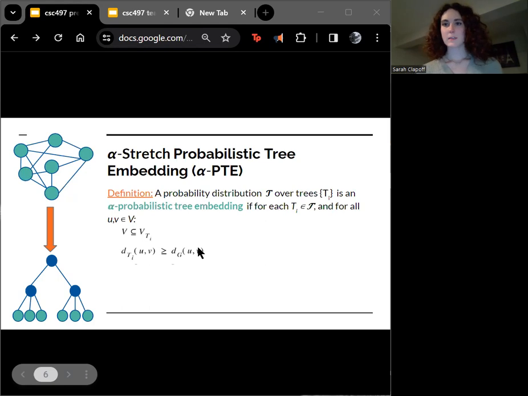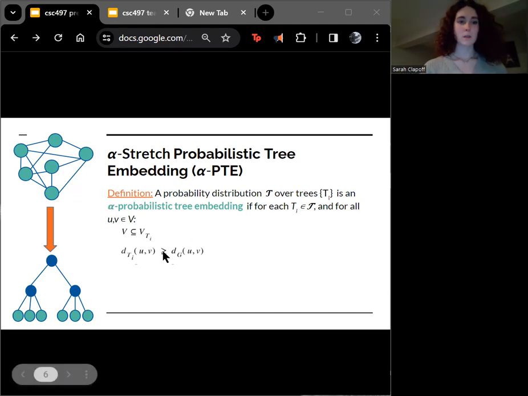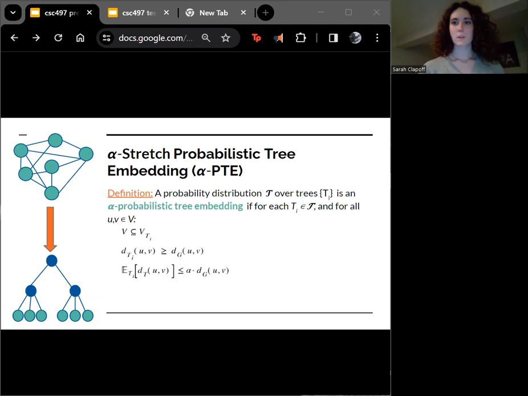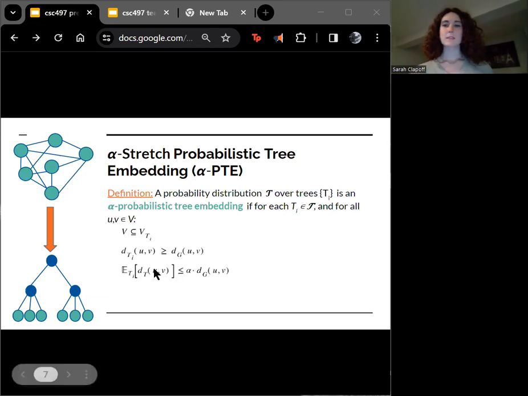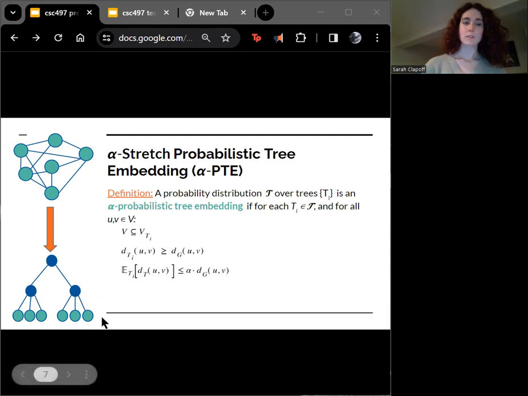The second is that the distance between any two nodes on T is larger than it is on G. And then the third is that the expected distance on T is less than the distance on G times our stretch factor alpha. In other words, the expected stretch of this tree is less than or equal to alpha. If all of these things are true, then the distribution T is an alpha probabilistic tree embedding.